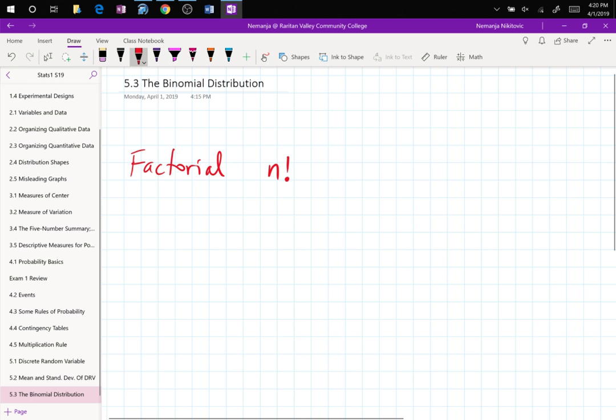And the meaning of it is you multiply all of the integers, starting at 1, all the way up to whatever that n is. So there will be n minus 1, and then finally the last one in the sequence would be n. You multiply them all, and generally this gets to be a very large number very quickly.